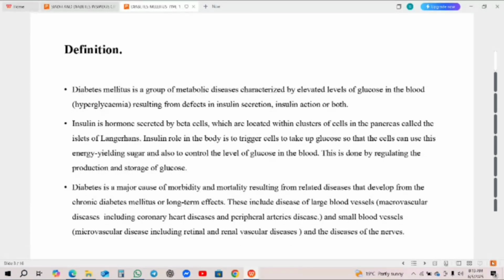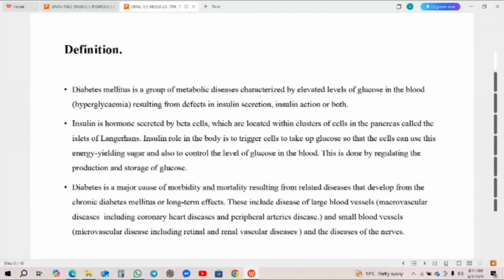Insulin is a hormone secreted by beta cells, which are located within the clusters of cells in the pancreas called the islets of Langerhans. Insulin's role in the body is to trigger cells to take up glucose so that the cells can use this energy-yielding sugar, and also to control the level of glucose in the blood. This is done by regulating the production and storage of glucose.